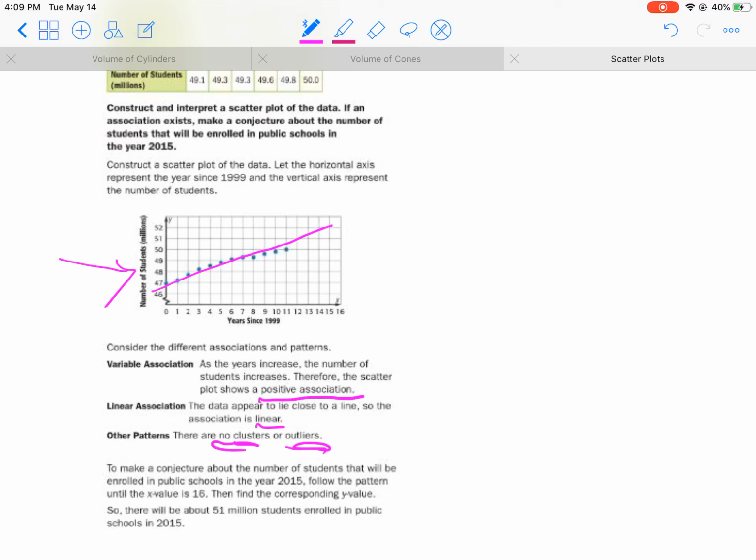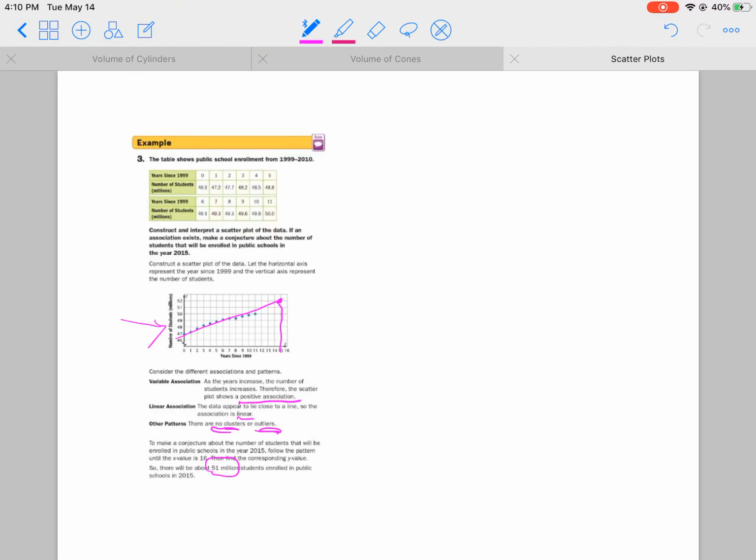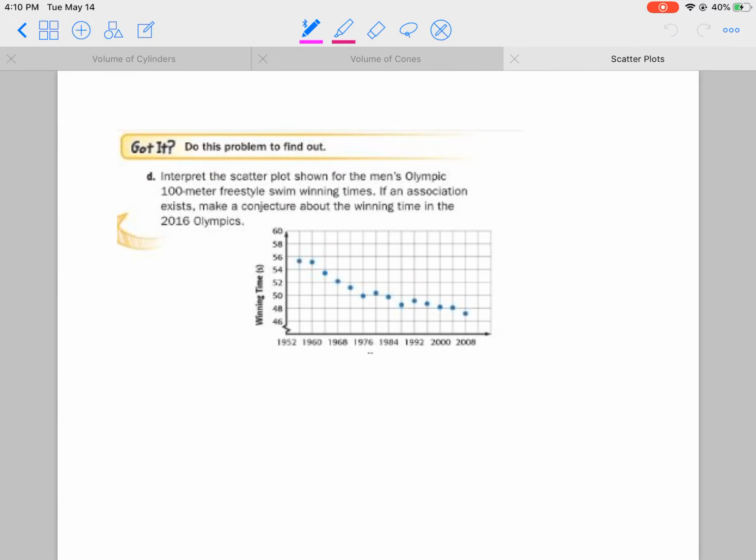If you were to think about a conjecture, how many students would there be in 2015? You might draw a point from 15 up to your line, and you might guess that there'd be about 51 million students in 2015. That's how you use scatter plots, to make projections or conjectures. Let's have you do a problem to see how you do.